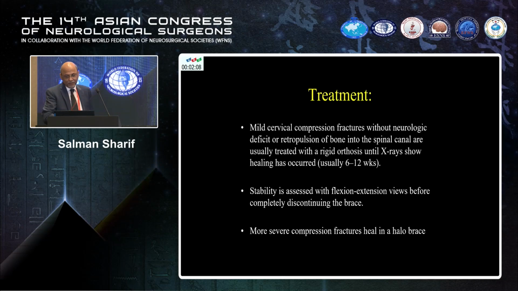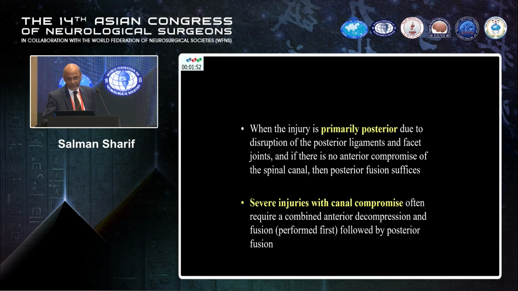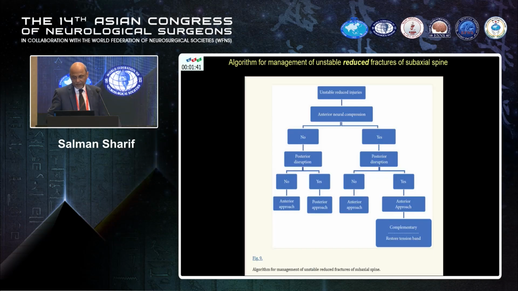Mild cervical compression fractures without neurology could be treated in a rigid orthosis. Stability is assessed with flexion extension at 6 weeks, and then we can decide whether to continue or not. If the disc and ligaments are intact, then the option is to employ a halo. I don't use halos; there are a lot of problems that we see in our patients. When the injury is primarily posterior due to disruption of posterior ligaments and facet, and there is no anterior compromise of the canal, then a posterior approach could be done.